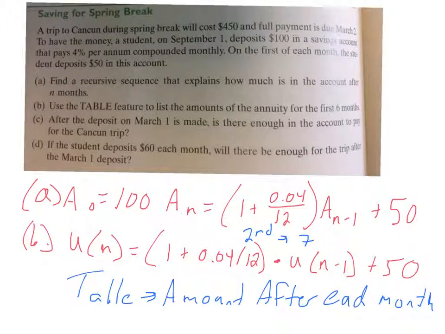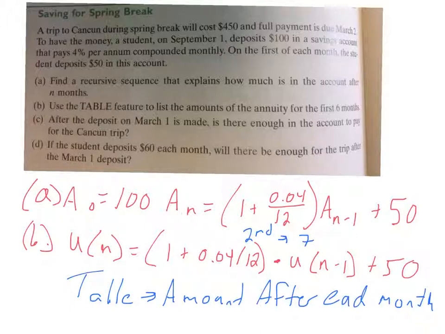So the question is, after the deposit on March 1st is made, is there enough in the account to pay for the Cancun trip? So you start off with $100 on September 1st. At the end of September, which would be on October 1st, you're going to have, looks like, $150 after you deposit. You get your interest and you deposit another 50. And so A sub naught in your table is going to be your initial amount. A sub 1 is the amount on October 1st. A sub 2 is the amount on November 1st. A sub 3 is the amount on December 1st, and so forth.